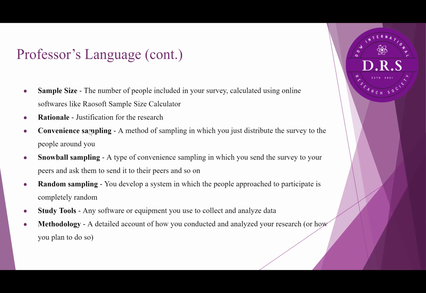Convenience sampling is a method of sampling in which you just approach everybody around you. And snowball sampling is a kind of convenience sampling in which you ask your friends to fill out a survey and then tell your friends to go send it to their friends, which is why it's called snowball, right? We have random sampling, and for that you would have to develop a system in which everybody can be approached at random. For example, maybe you have a list of all the people that are included in your sample size, and you assign each one of these people a number, and then you put it into a randomizer, and you approach people based on what the randomizer says. That's random sampling.